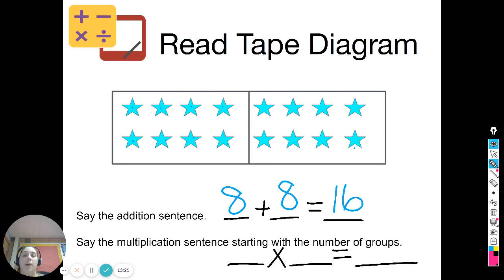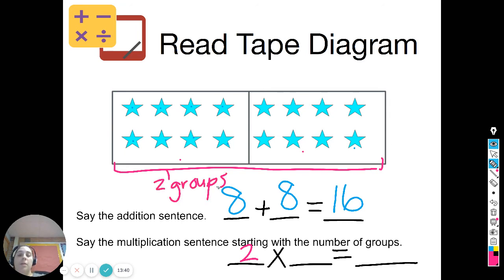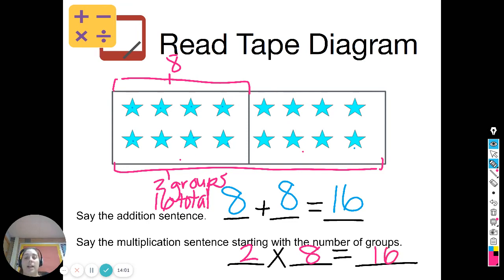Okay, so you should have come up with 2 groups, right? Because there's 2 pieces of this tape diagram. If we label it 2 groups, the size of each group we already said was 8 because we counted it. So there's 2 groups of 8, and we skip counted earlier to get 16 total. So 2 groups of 8 equals 16. So that's our repeated addition sentence. That's our multiplication sentence. And this is our labeled tape diagram.